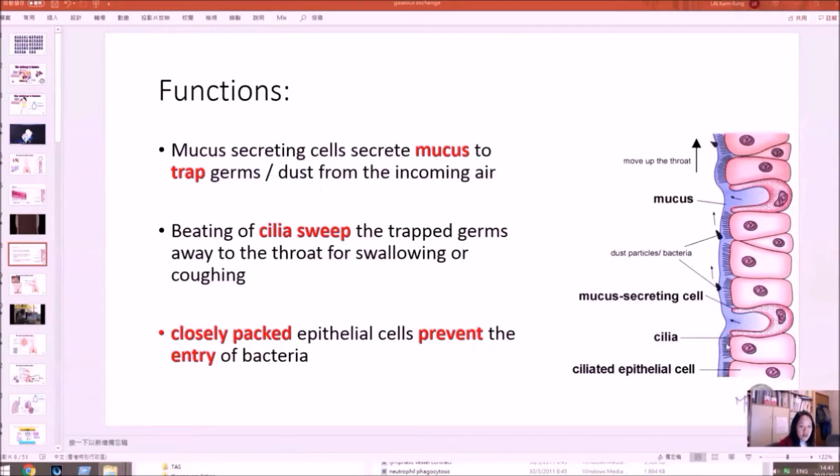The other one, the cilia will move. This cilia will beat. The beating of cilia will sweep the trapped dust away, either going to the throat or you cough it out. Last one is closely packed, so it can prevent the entry of bacteria.